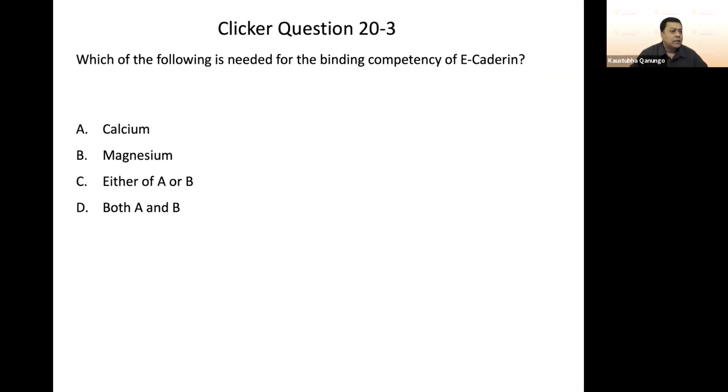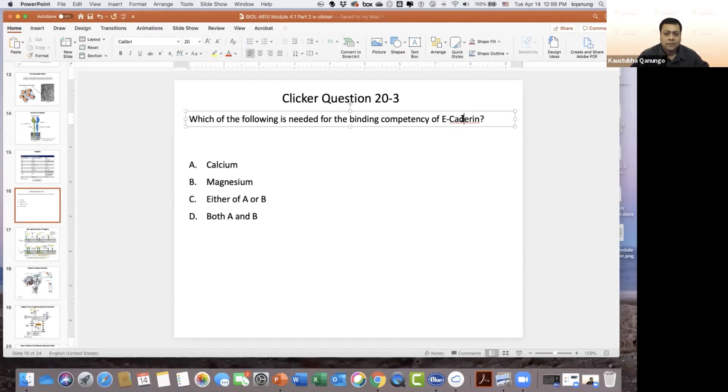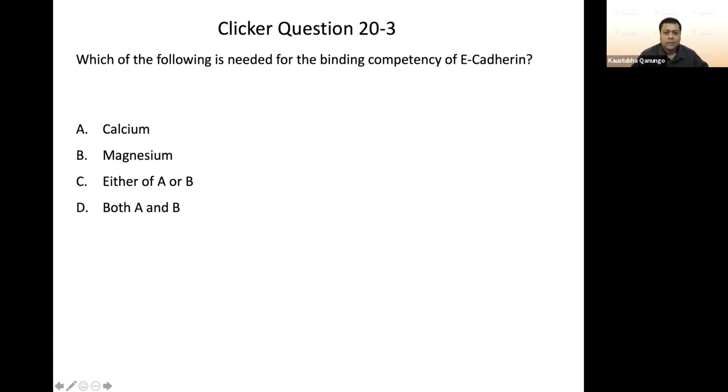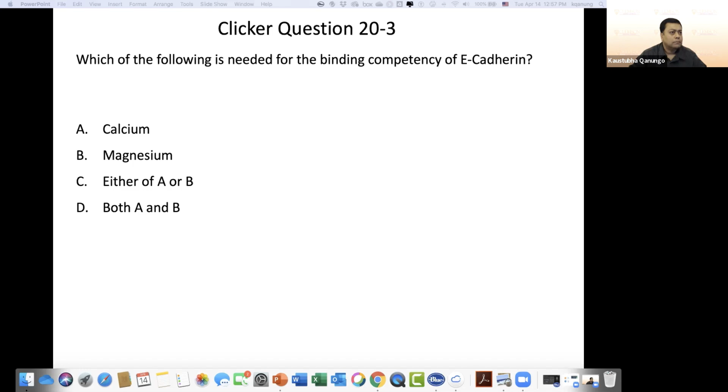So let's do the first clicker question. Our first clicker question is: which of the following is needed for the binding competency of E-cadherin? Oh, there is a spelling mistake in there. Good, everyone? I'm stopping it now then.